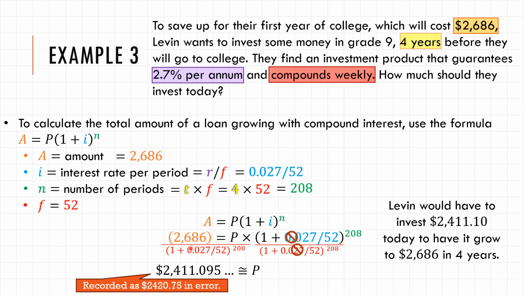Now, if you don't know how to do this on your calculator, I would just punch this into your calculator and do 2,686 divided by answer. Most scientific calculators have an answer button, and it will take the exact number and use that for the calculation. And that will tell you that P is equal to approximately $2,420. So if you have $2,420 today, Levin would have to invest that, and then over the course of 4 years or 208 weeks, it would grow to $2,686 exactly.